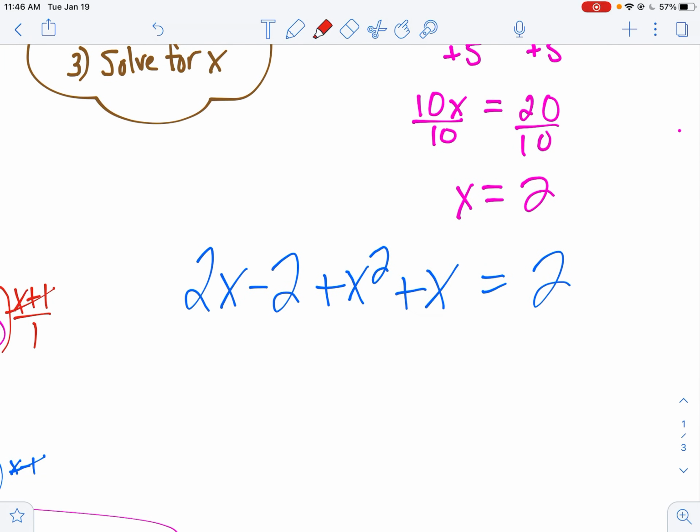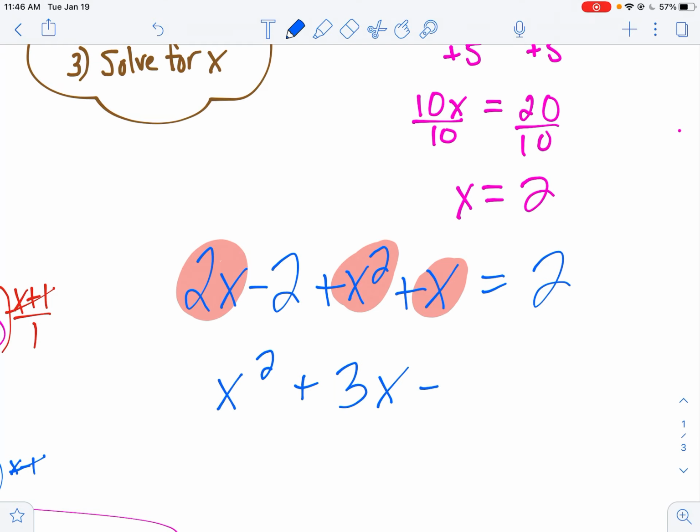See if I can combine some like terms. X squared, nothing combines with that. I'm going to leave that alone. I've got 2x and x. That simplifies to positive 3x. And then I've got negative 2 here equals 2.